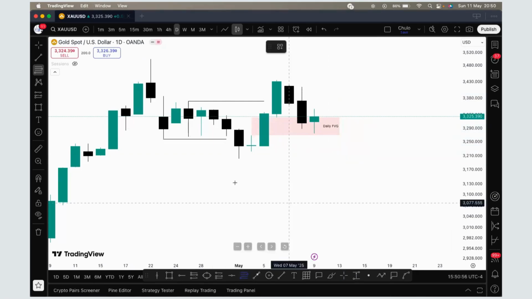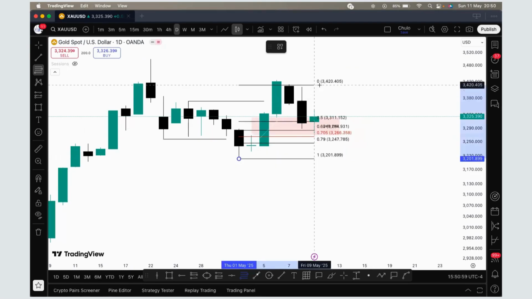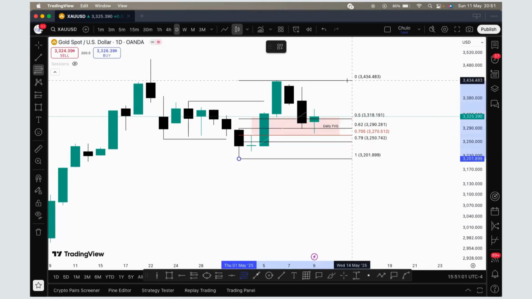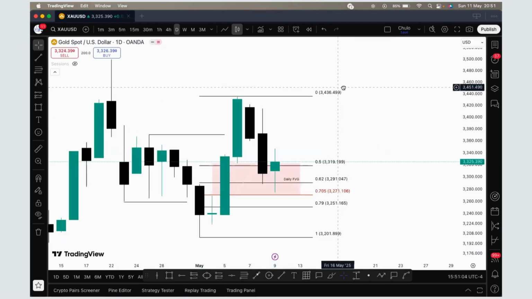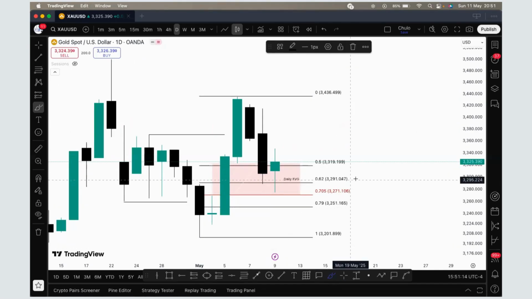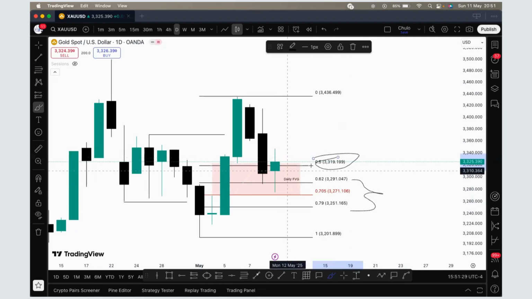Let's use Fib from swing low to swing high. Now we clearly see price closing above the 0.5, which is our equilibrium, after dropping down into our discount zone. So 0.62, 0.70 is our discount zone, and price dropped down into this level before closing above the 0.5 equilibrium, which simply means we are still expecting the bullish movement to continue.